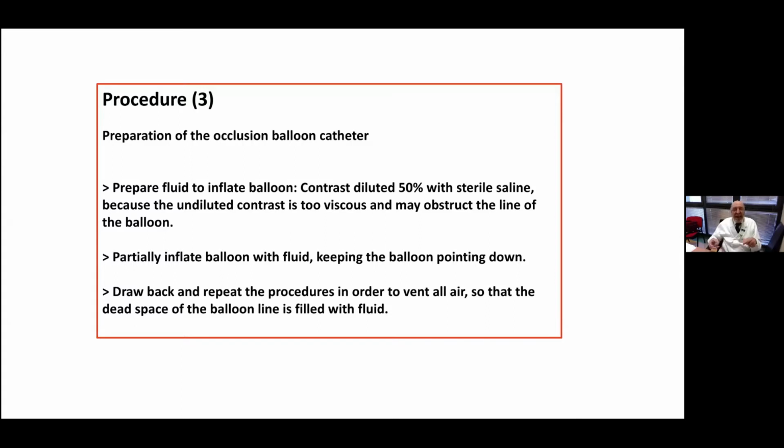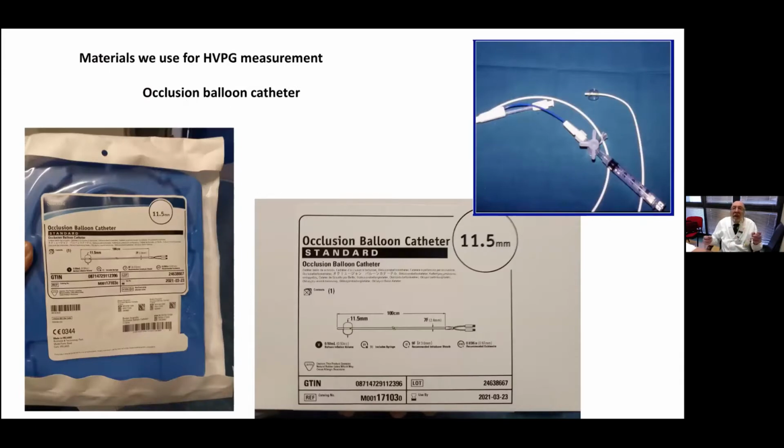And then we partially inflate the balloon with fluid through the line of the balloon, keeping the balloon pointing down. We have to do this many times, drawing back, repeating the procedure of inflating and deflating in order to vent all air, so that the dead space of the balloon line is filled with fluid. These are the materials we use for HVPG measurement, the occlusion balloon catheter. Obviously, in different countries, different suppliers may supply different material. I'm sure that the material is more or less the same, although the makers may be different. This is one that is available for us in Italy, but I think it may be nearly the same.